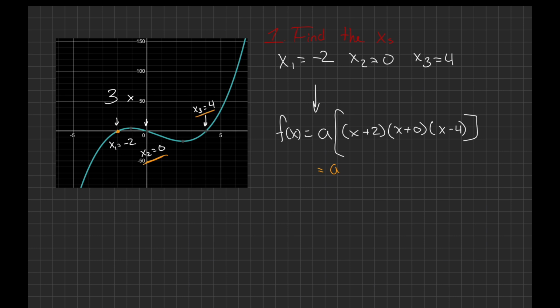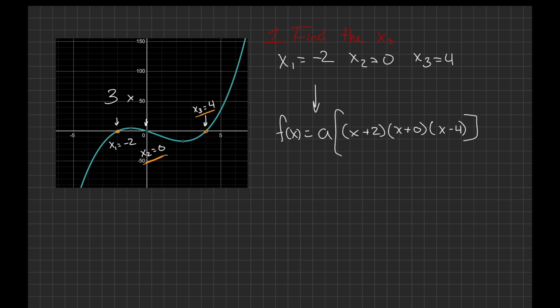Now for the last one, we're just going to use 4. So this is 4 plus 2 times 4 plus 0 times 4 minus 4. We get a times 6 times 4 times 0. And again, it's equal to 0, which is what we want f of x to be equal to at this point. And so we can see that this solution works.